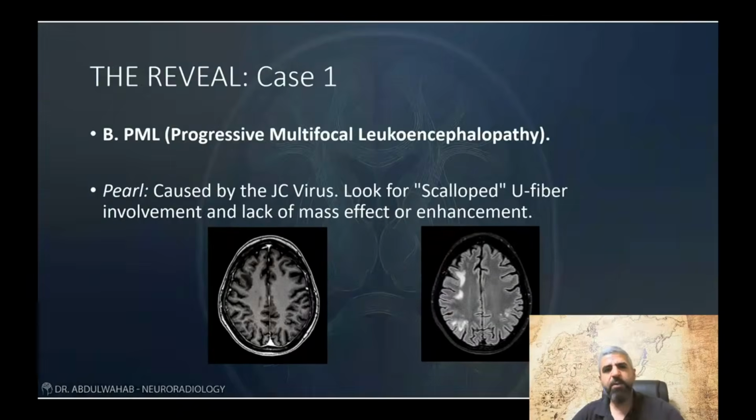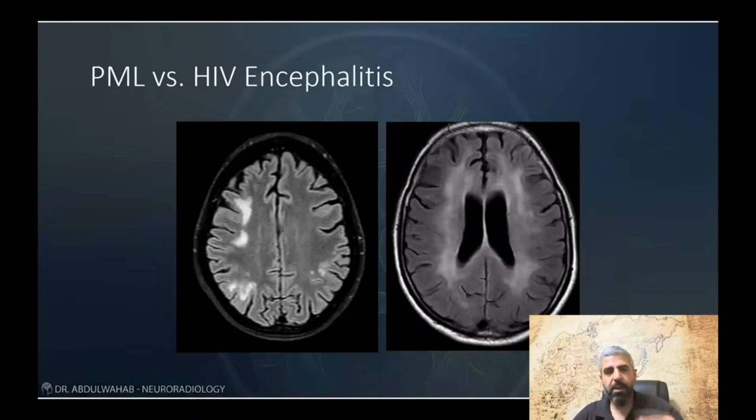So the reveal of case 1 is PML, or progressive multifocal leukoencephalopathy. It's PML. The JC virus wakes up and destroys the white matter. Remember, if the U fibers are gone, think PML, okay? And look for the scalloped U fiber involvement, and the lack of mass effect and the lack of post-contrast enhancement are very helpful clues for distinguishing these features.